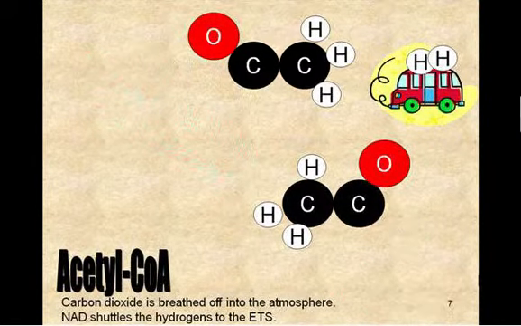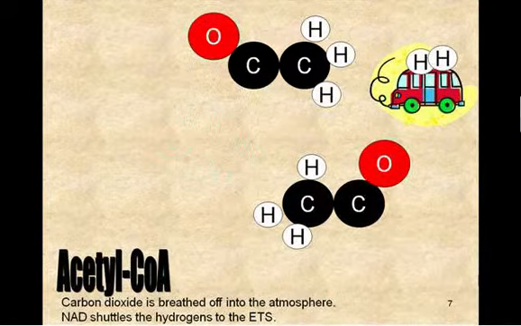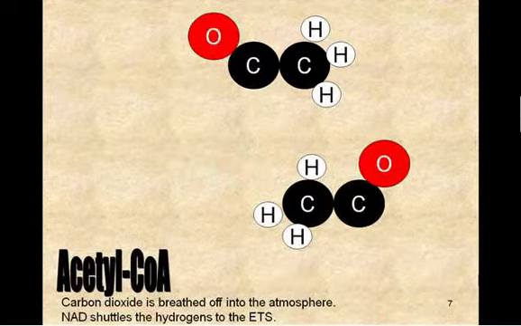Those will be taken off to the electron transport system. The carbon dioxides went away because we breathed them off out through the air. The molecules that are left are called acetyls, and they're going to be transported to the next step. So after the hydrogens leave, they go to the electron transport system. What's left, these acetyl groups, are going to go to Krebs cycle.